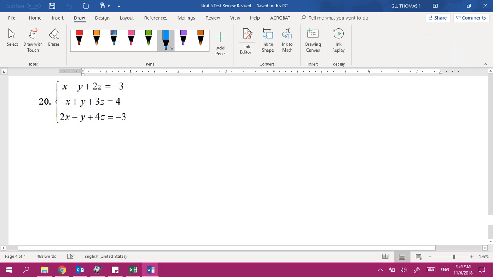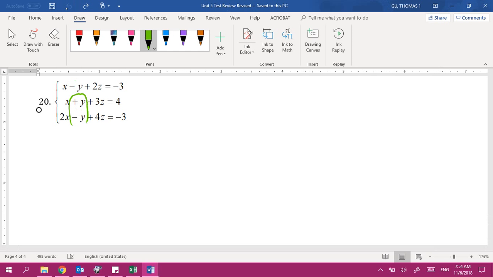Number 20 right here is a system of three equations again, but obviously substitution would be a little hard here. So we're going to go for elimination. And right away, you want to see what variable would be easy to eliminate. I see negative y and positive y there, and also with another pair, I see negative y and positive y here. So it looks like y would be the easiest to eliminate.